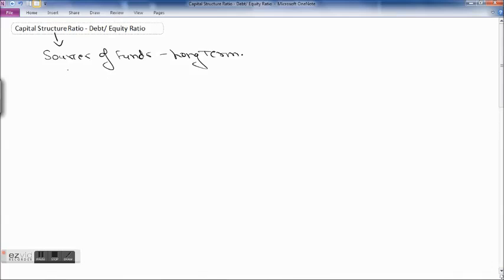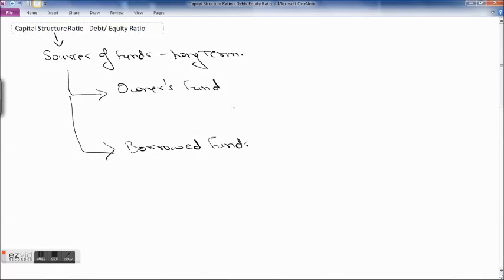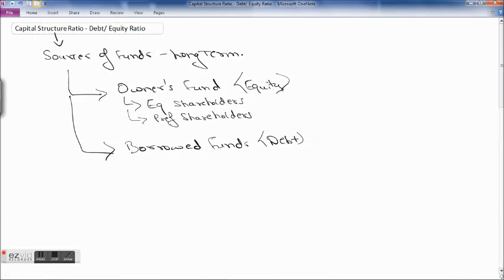Basically capital is divided into two. One is owner's fund and the other one is borrowed fund. Owner's fund is also known as equity. Borrowed funds is known as debt. Now equity or owner's fund will include what? It will include your equity shareholders, preference shareholders and reserves and surplus.